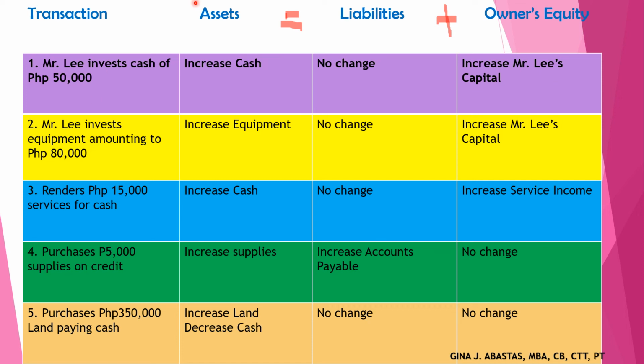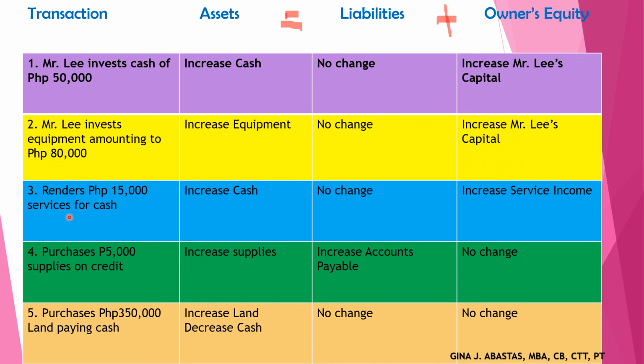Next, Mr. Lee invests equipment amounting to 80,000 pesos. So the equipment increases the assets of the business. Liability, no change, since the equipment is acquired via investment. And the owner's equity increases. And this is an investment of Mr. Lee. His capital correspondingly increases.